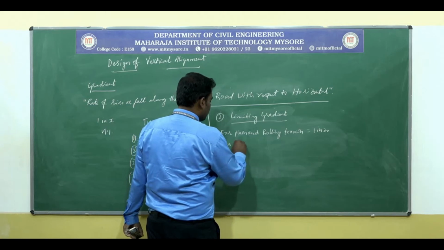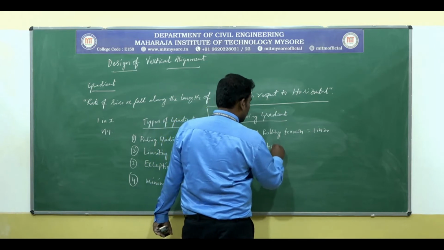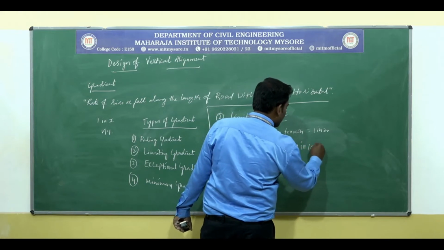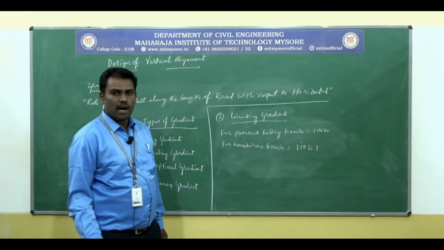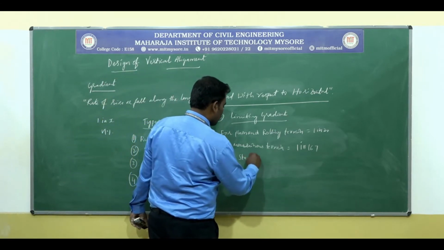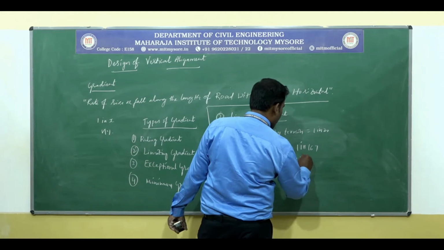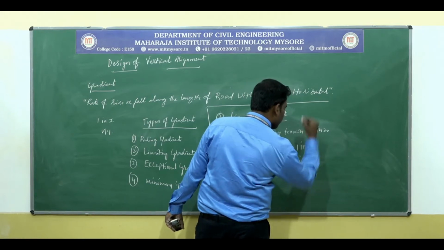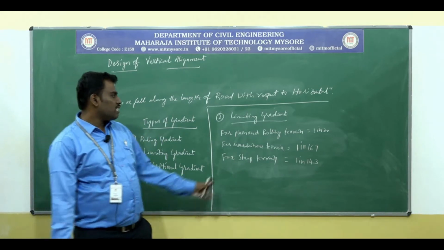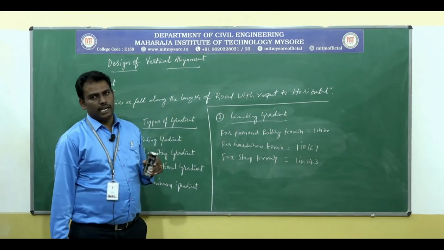For mountainous terrain, it is 1 in 16.7, meaning for 16.7 horizontal distance, 1 meter vertical. And for steep terrain, it is 1 in 14.3, meaning for 14.3 horizontal distance, 1 meter vertical. This is regarding the second type of gradient, that is limiting gradient.